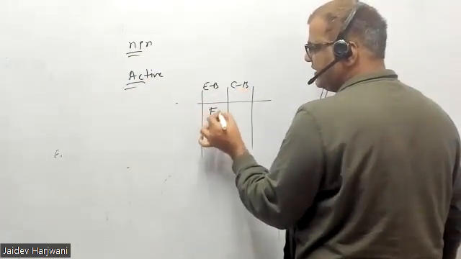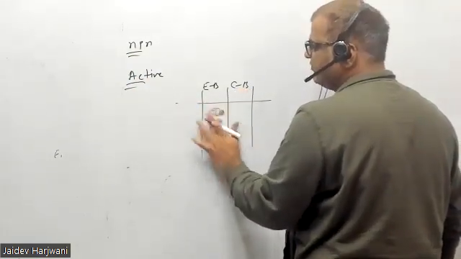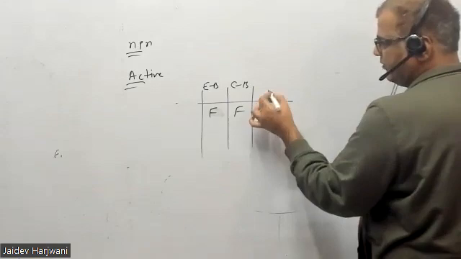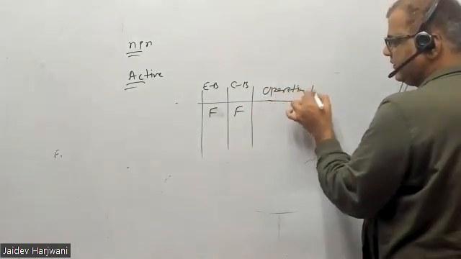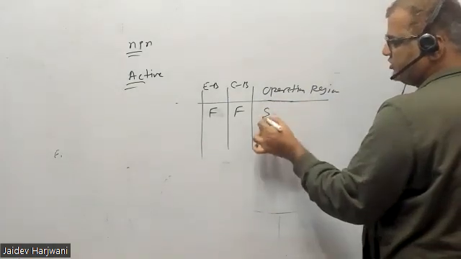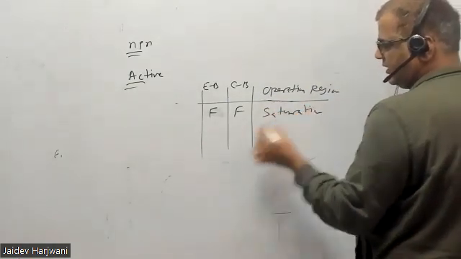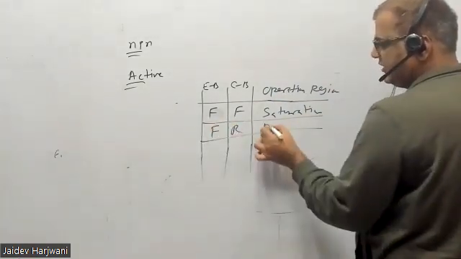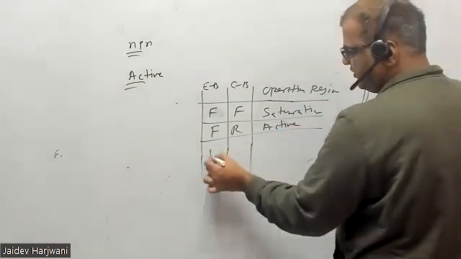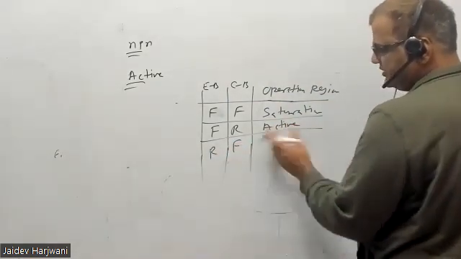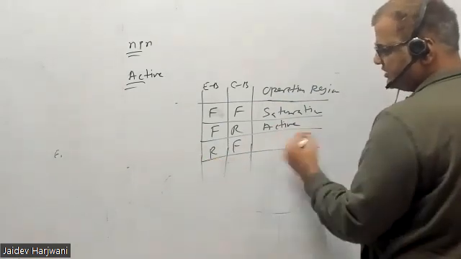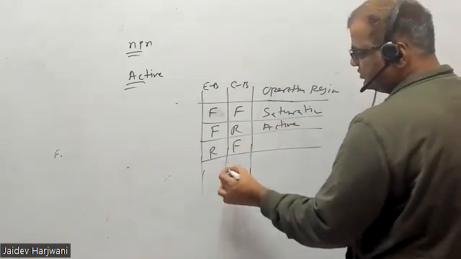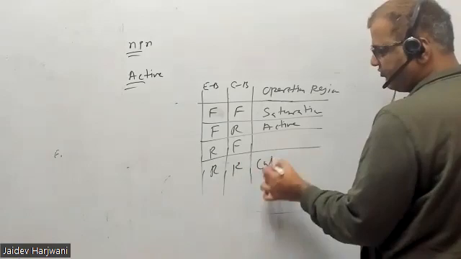Okay, one is forward-forward biasing, and this will give you the saturation region. If you put forward-reverse, this will give you the active region. If you give reverse-forward, that is just an inversion, opposite to the active, no use. And last is reverse-reverse, this will give you cutoff.